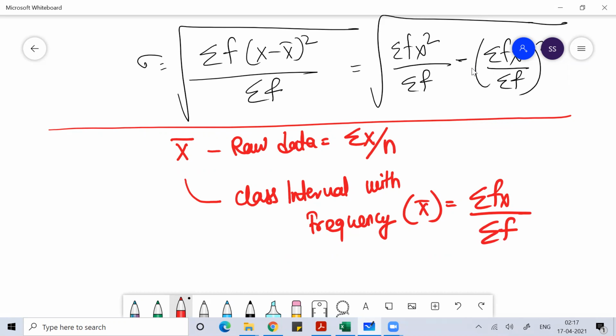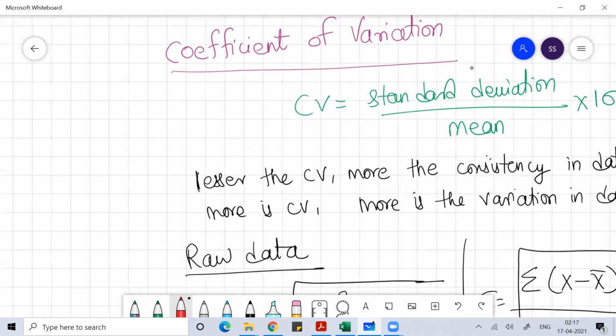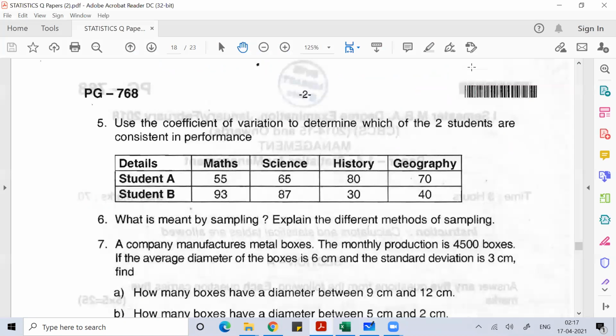So understand this: mean is a part of average. Mean can be arithmetic mean, geometric mean, or harmonic mean. We'll not go into detail of all those, but for the time being, you just need to know the basic definition. Based on this, we'll solve previous year problems.